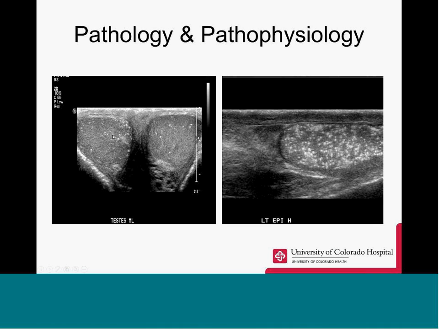Here on the left, we see bilateral microlithiasis. We want to see more than 5 punctate echogenic foci within one slice of the image. Both of these testicles meet that criteria. The testicle on the right definitely meets that. We can see a diffuse microlithiasis.